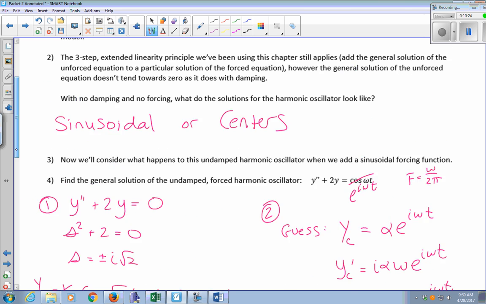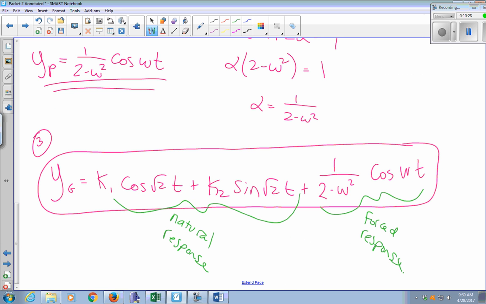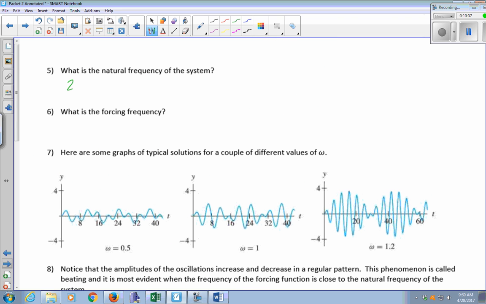So we look at the general solution, we just look at the natural response part. The frequency would be 2 pi over root 2. Make sense? Frequency is just the reciprocal of period. We've always talked about period in all previous classes. Frequency is just another way of talking about the same phenomenon. It's just the reciprocal. All right, so what is the forcing frequency?